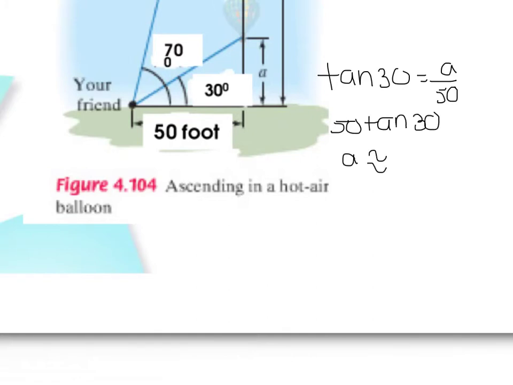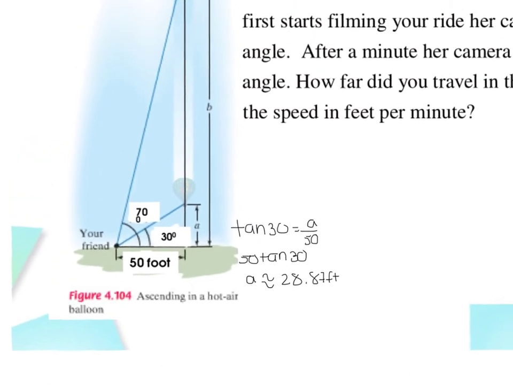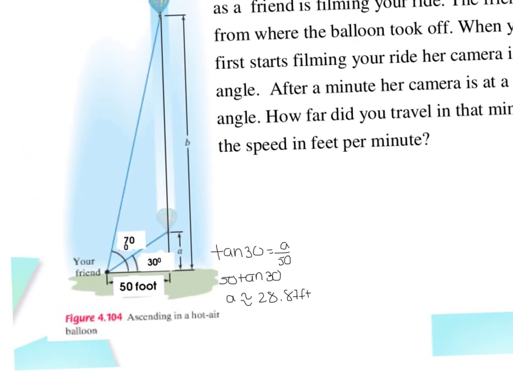And let's round A to 2 place values. All right, I get 28.87 feet. And now I want to find the bigger triangle. So here I have degree 70, opposite is B, and adjacent is 50. So let's set that triangle up.